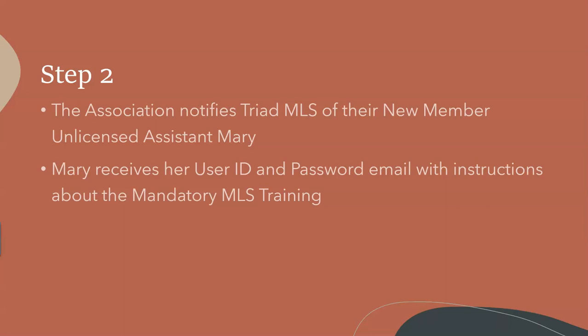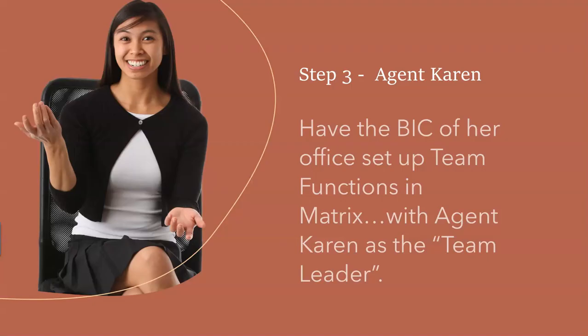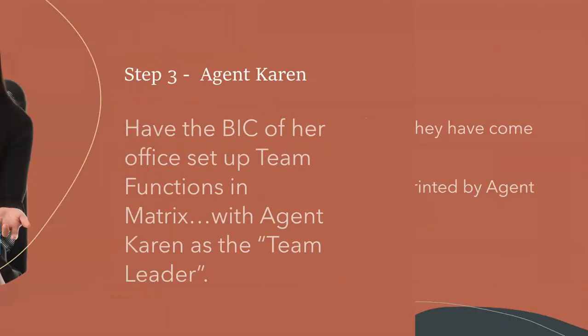Mary will receive an email containing her user ID and password and instructions about the mandatory MLS training. Yes, unlicensed assistant Mary must complete the mandatory training within 14 days. For Mary to perform some of the duties that Agent Karen would like for her to do, the broker in charge of Karen's office must set them up as a team, with Agent Karen being the team leader.